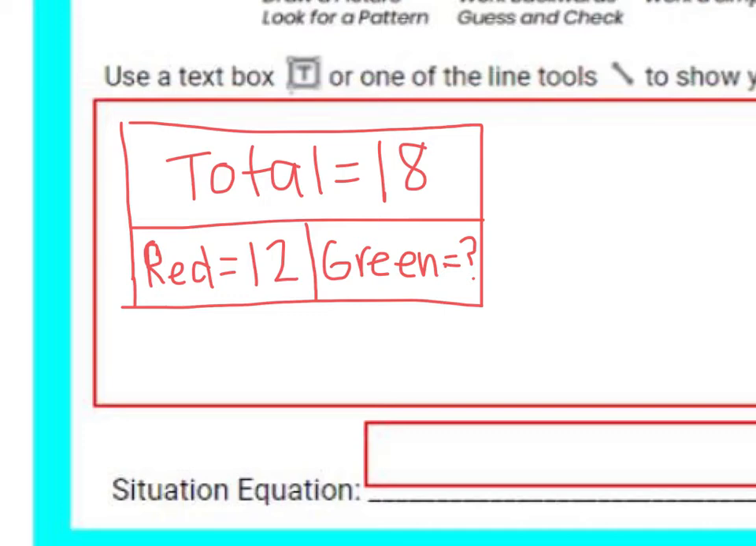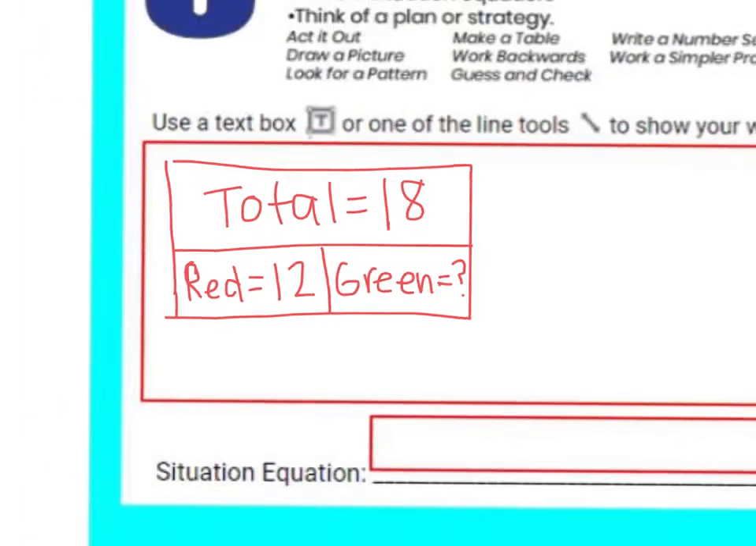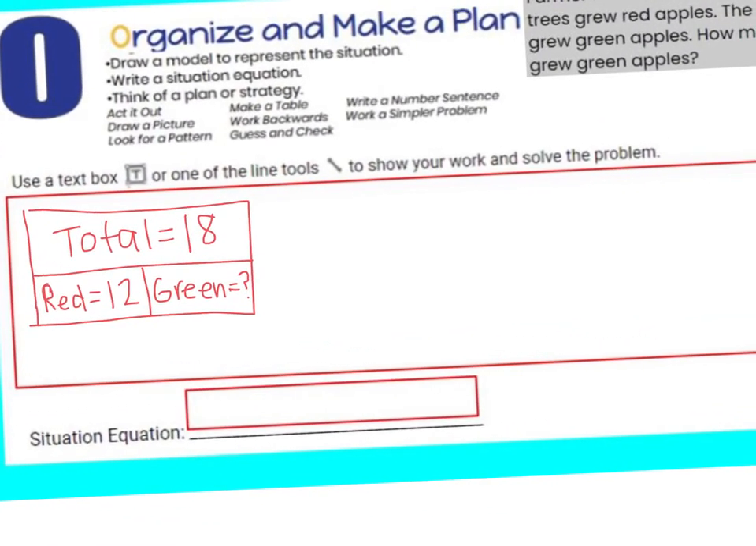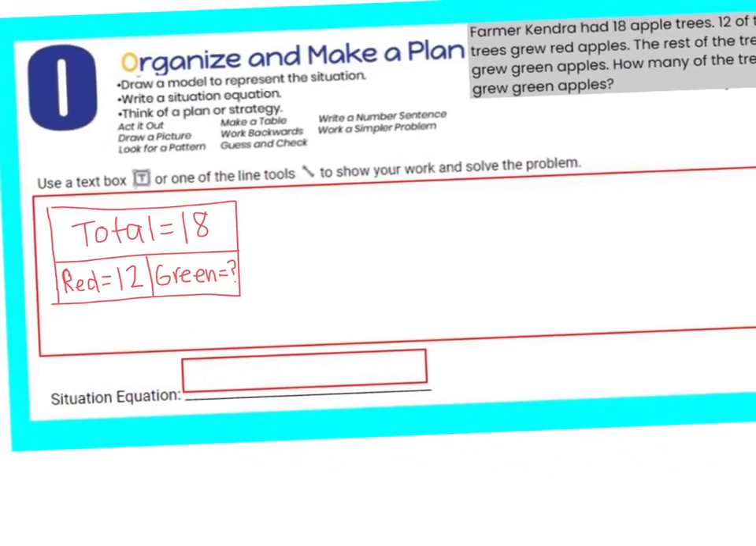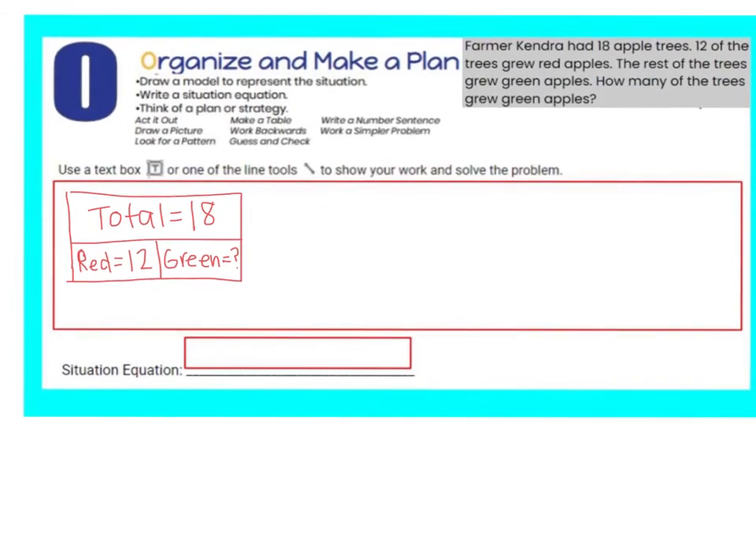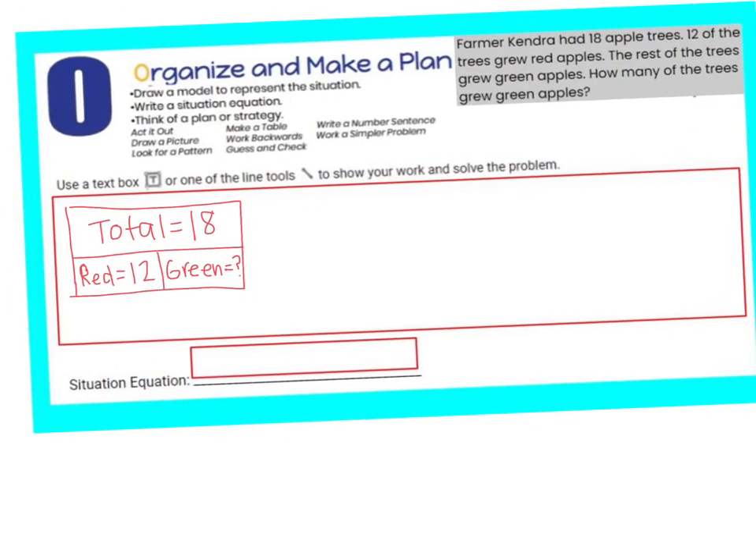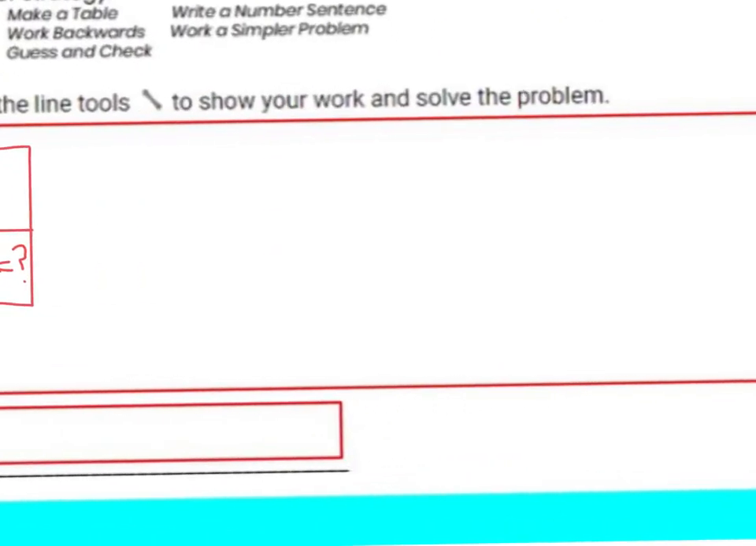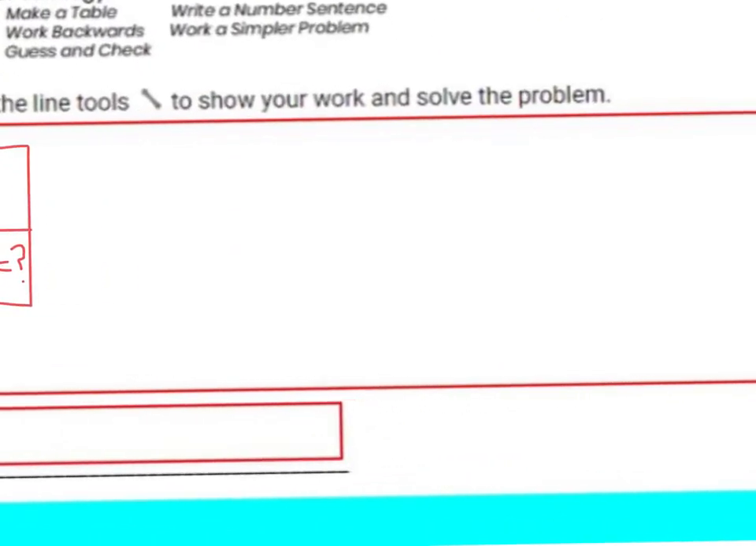All right, so now we're also going to draw a picture. Let's see. So we're going to draw 18.